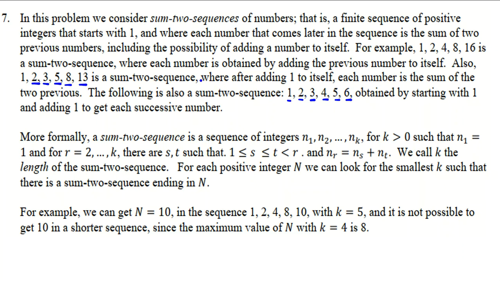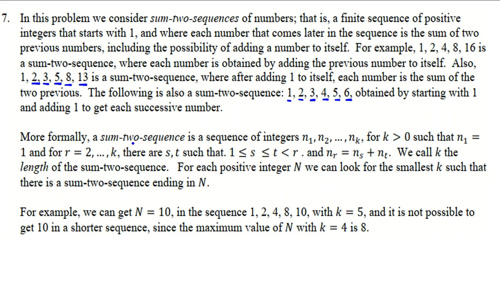Okay, so it's a sum 2 sequence, this one, where after adding 1 to itself, each number is the sum of the 2 previous. It is the Fibonacci sequence, a special case of sum 2 sequences. The following is also a sum 2 sequence, as I explained, obtained by starting with 1 and adding 1 to each to get each successive number.